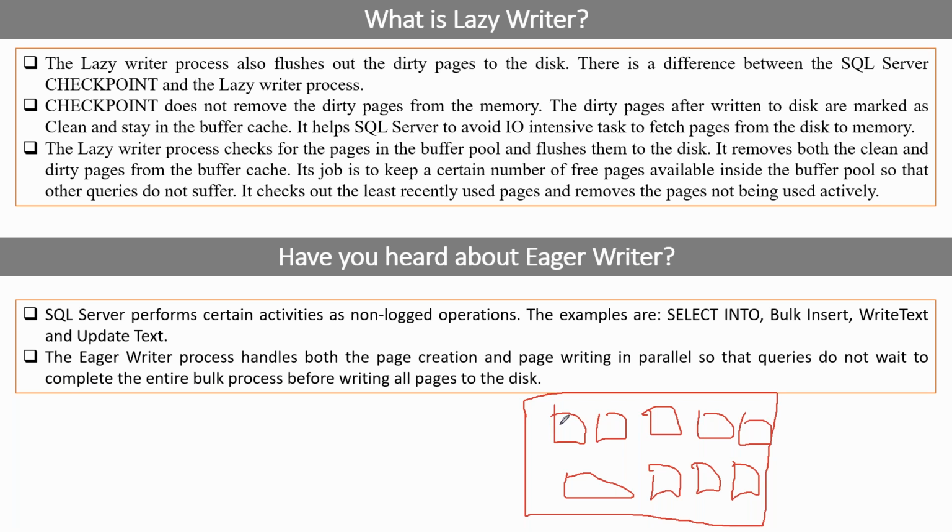Assume this page you have used 10 times, this page 100 times, this page only one time, 5 times, 15 times, 30 times, 200 times, 1000 times, and this one 3 times. So whenever lazy writer invokes, it clears the pages which are least used in the buffer. The pages which are most used stay back in the buffer. Getting my point?